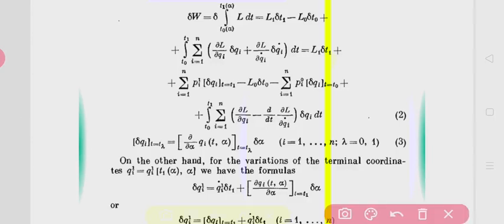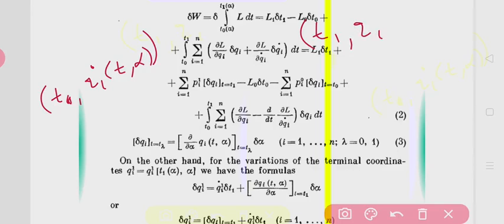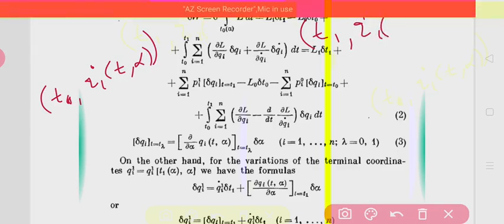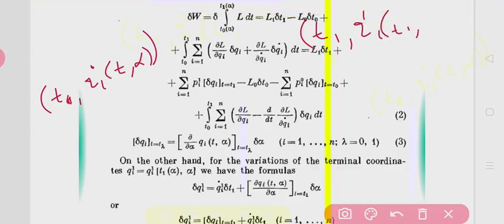Now we have the initial and the final points, the initial and the terminal points, you know that. What was the initial point? That was t naught, right? And you know that that was q_i naught. At alpha it is q_i naught at t alpha, where the value of t is t naught, and the terminal point was at t1 and it was q_i1 at t alpha. T alpha means that will be t1 alpha, right?